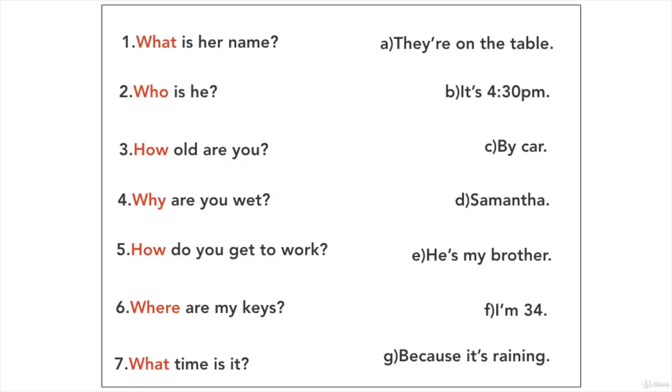We can use tricks to help us remember what WH question to use. Let's look at some questions. What is her name? This question is looking for a name of someone. Remember, what is used to ask about a thing or an action. Who is he? This question is about a person.